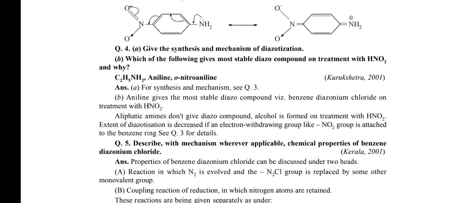Question number 3. B. Aniline gives the most stable diazo compound, benzene diazonium chloride, on treatment with HNO2. Aliphatic amines don't give diazo compounds. Alcohol is formed on treatment with HNO2. The extent of diazotization is decreased if an electron withdrawing group like the NO2 group is attached to the benzene ring.